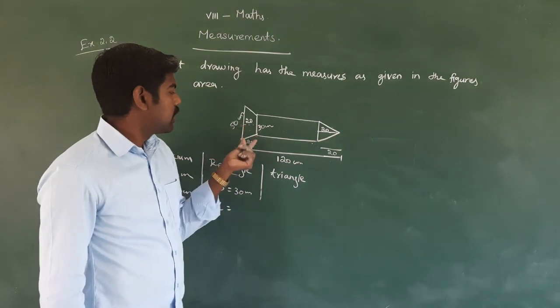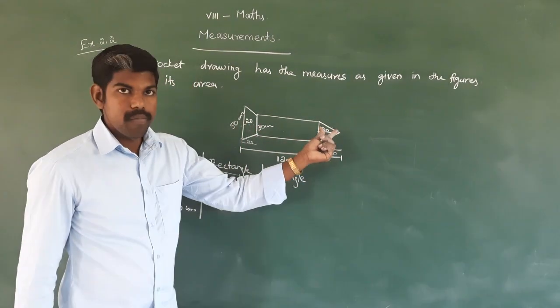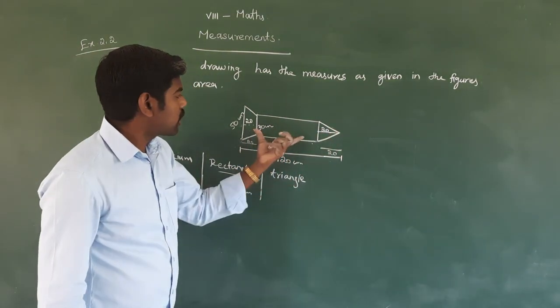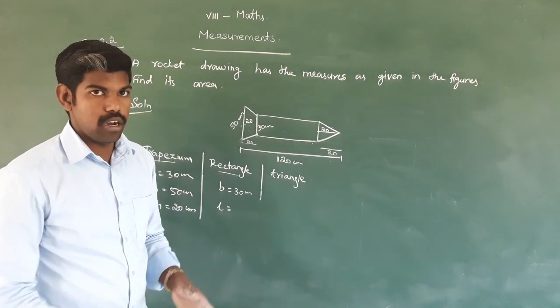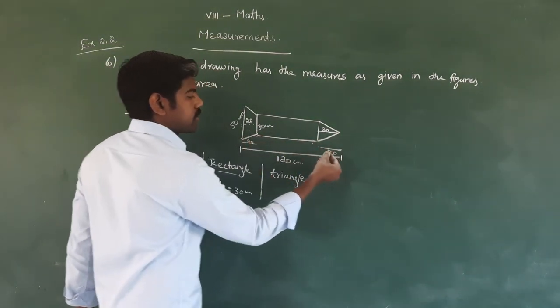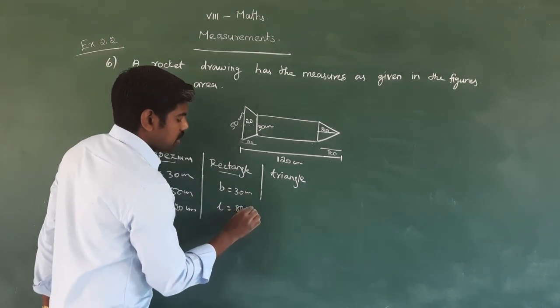Here 20 is the height of the trapezium. Another 20 is the height of the triangle. So the remaining part is the length of the rectangle. What is the remaining part? 120 minus 20 minus 20. That is 120 minus 40. That is 80 centimeter.